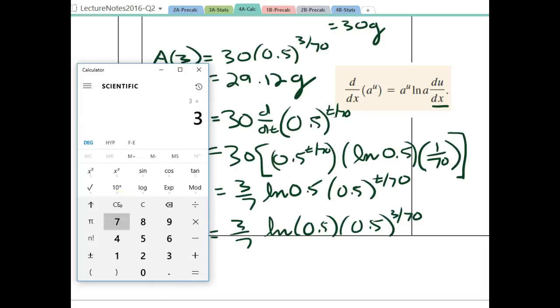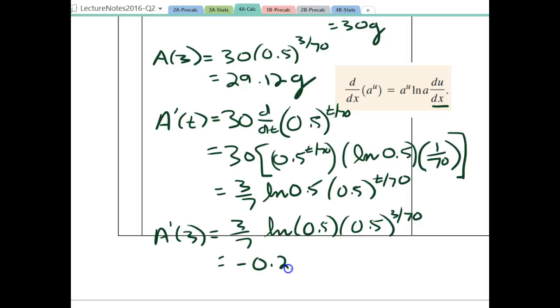So I've got 3 divided by 7 multiplied by 0.5 natural log. I multiply that by 0.5, and that's going to be raised to the 3 divided by 70, close parentheses, equals. It looks like my answer, if I did this right on my calculator, is a negative 0.288.